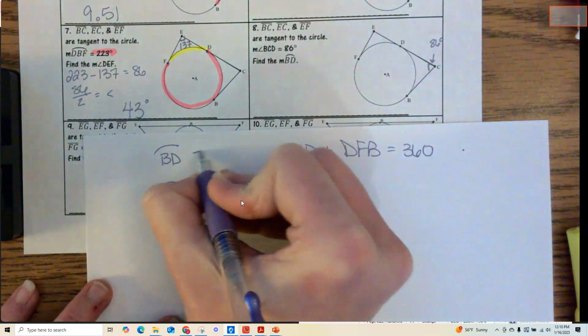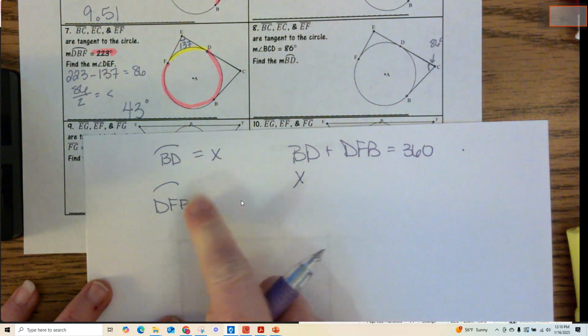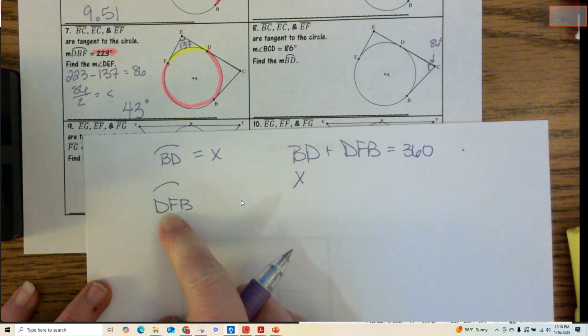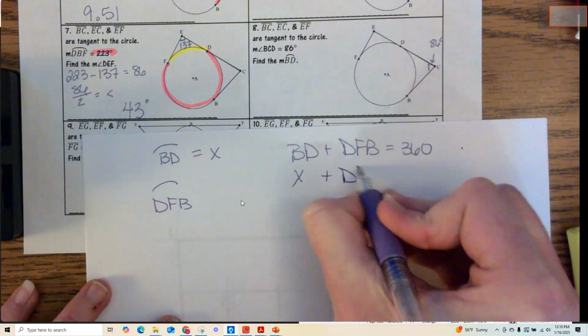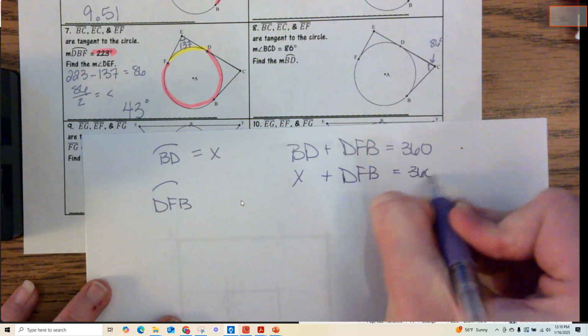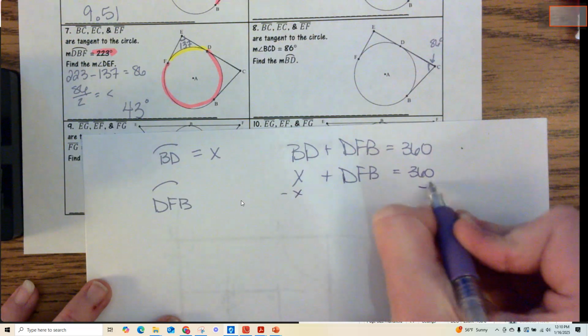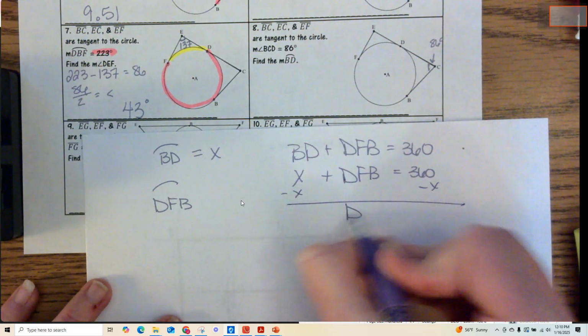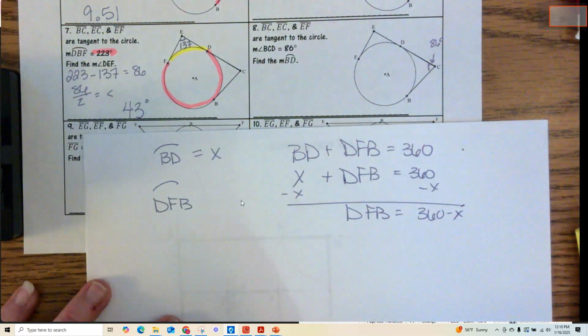Let's say I make BD equal to X. What could I label DFB? Not Y. I want to keep all the same letters so I can solve. If I have two letters, I can't solve. What I can do is solve this for DFB. I can subtract an X from both sides. DFB equals 360 minus X.